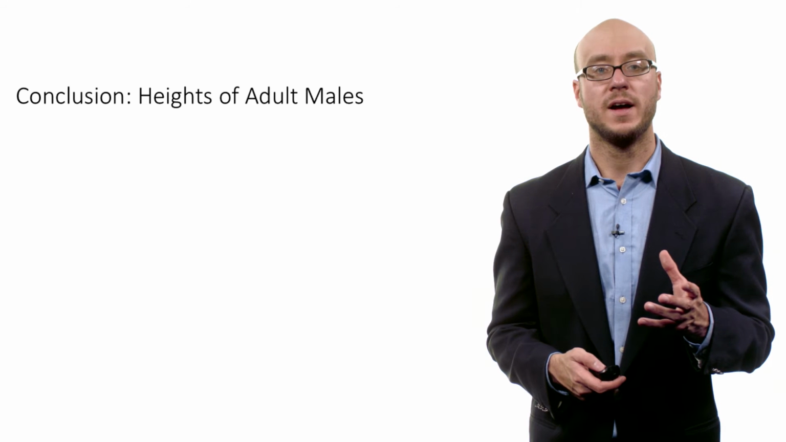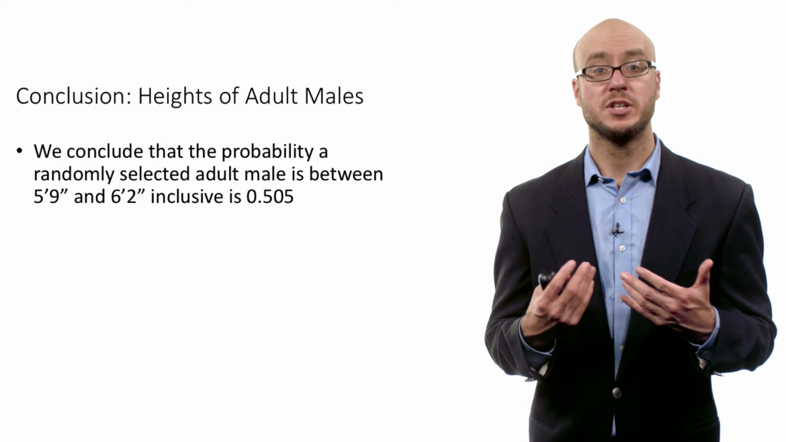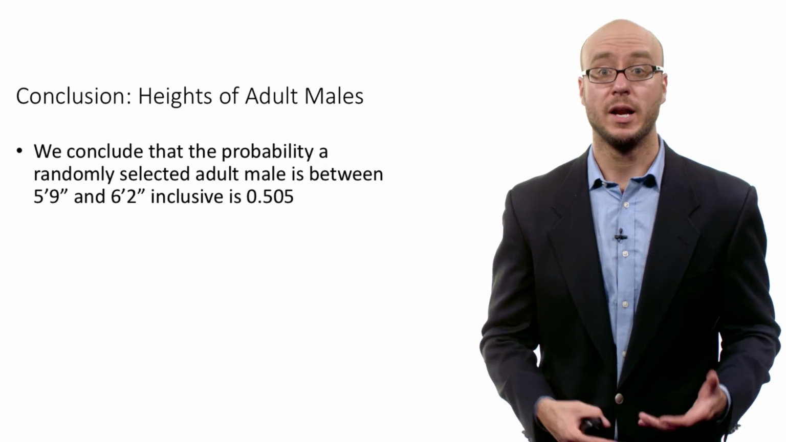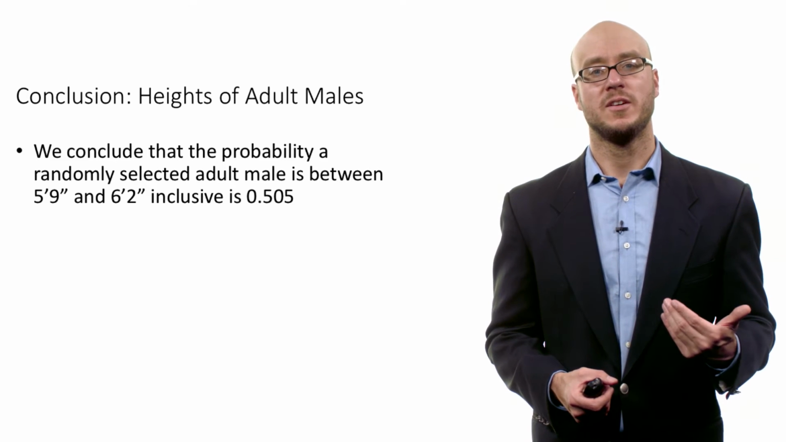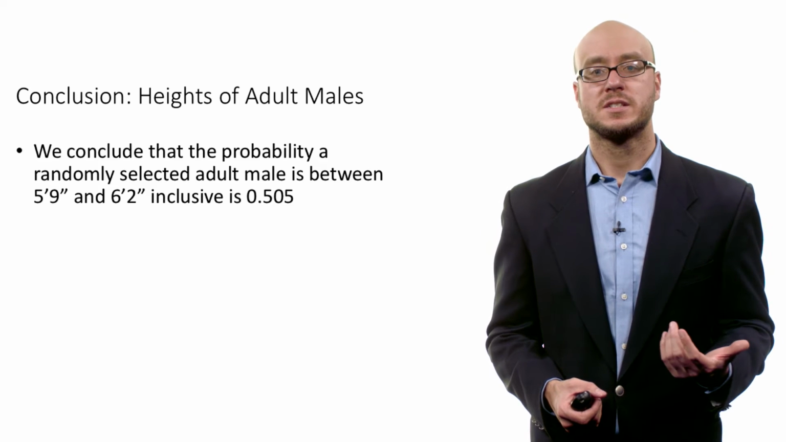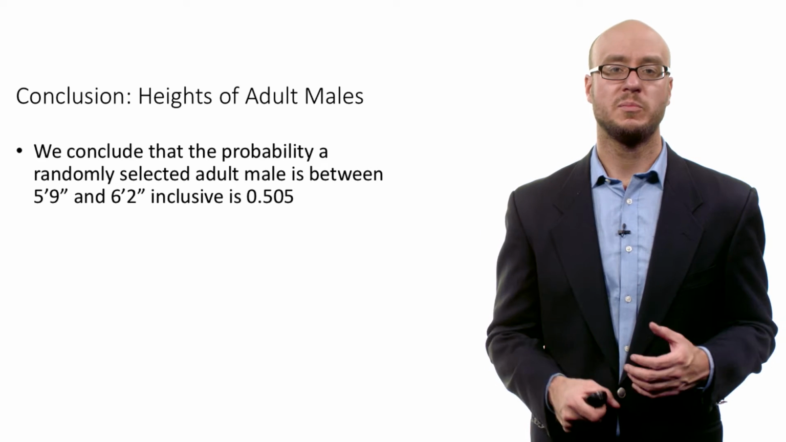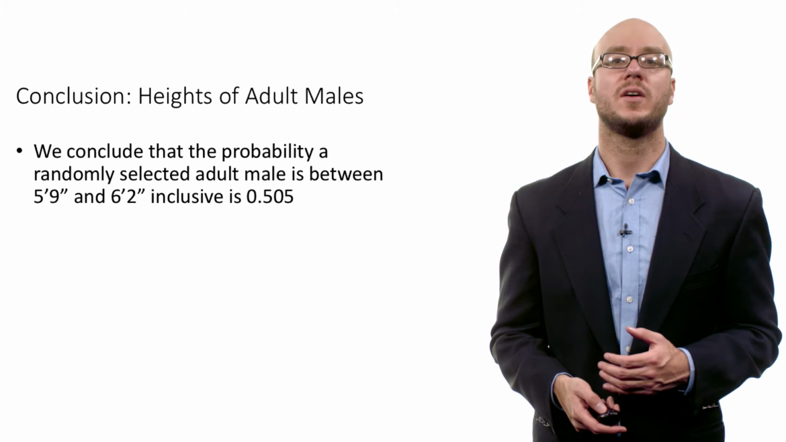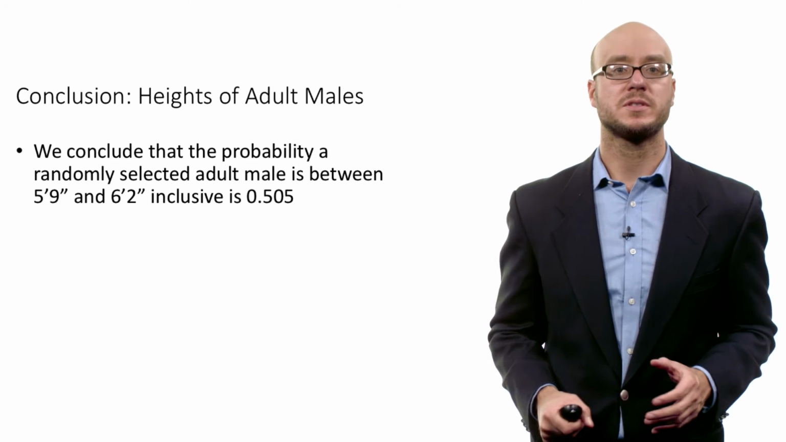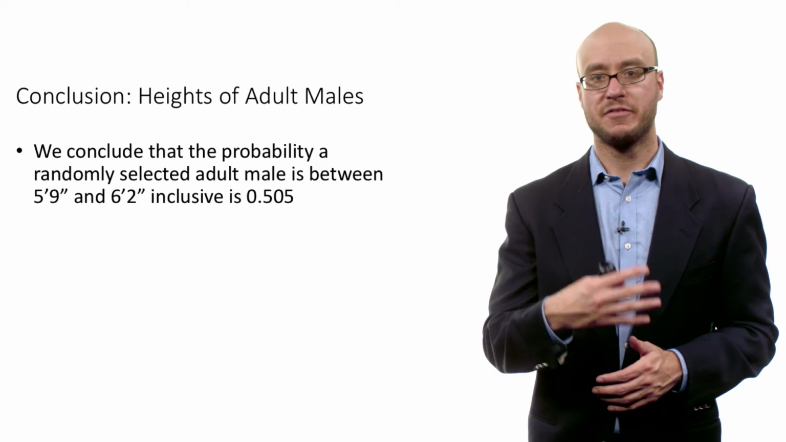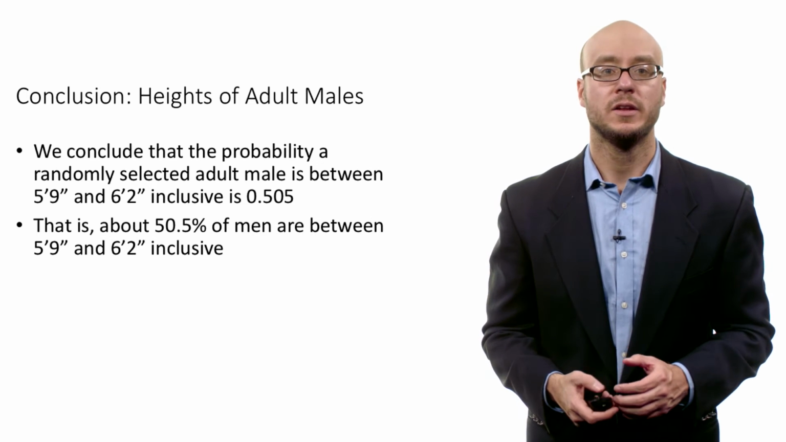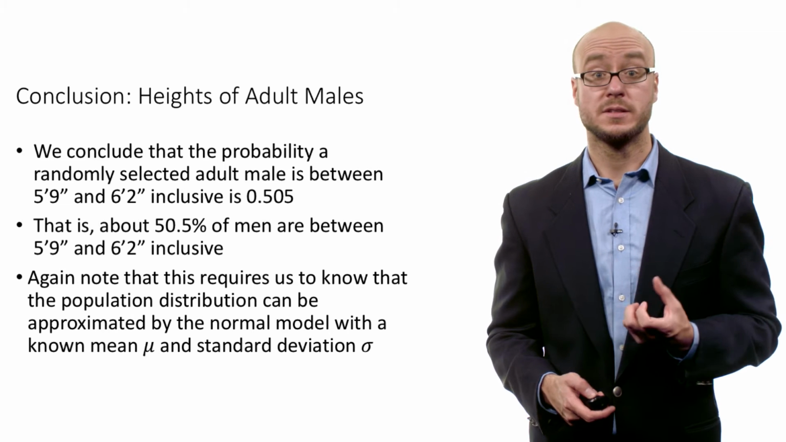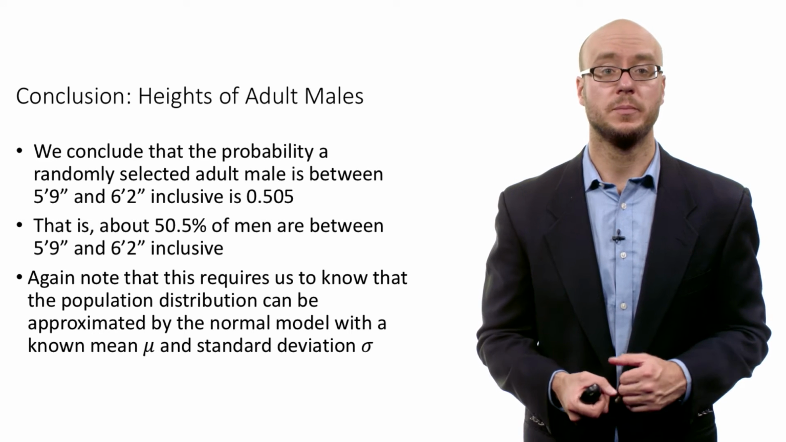When we use these cells, we find a probability that is equivalent to the statistical software. And we conclude that the probability that a randomly selected adult male is between 5 foot 9 inches and 6 foot 2 inches, including those two endpoints, is about 0.505. So about 50%. We'd expect that half the time, if we randomly selected an adult male, he's going to be between those two heights. So that's a pretty big chunk of the population.